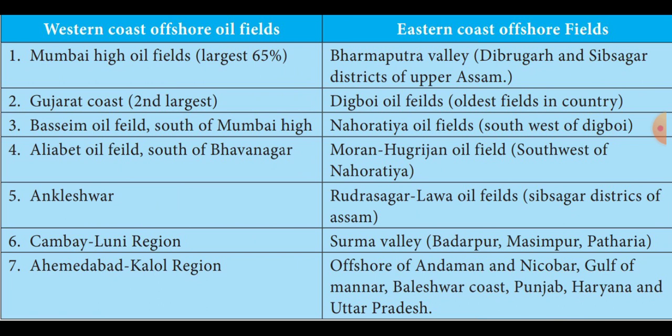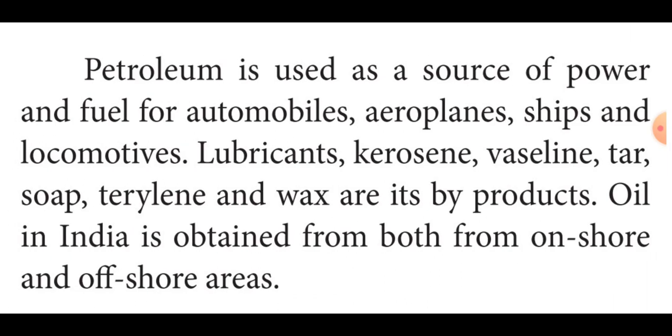This petroleum is one of the important sources of power, and it is used for automobiles, aeroplanes, ships, locomotives. Locomotives means railway vehicles used for pulling trains. With the help of petroleum they are also preparing lubricants, kerosene, vaseline, tar, soap, terylene, wax.